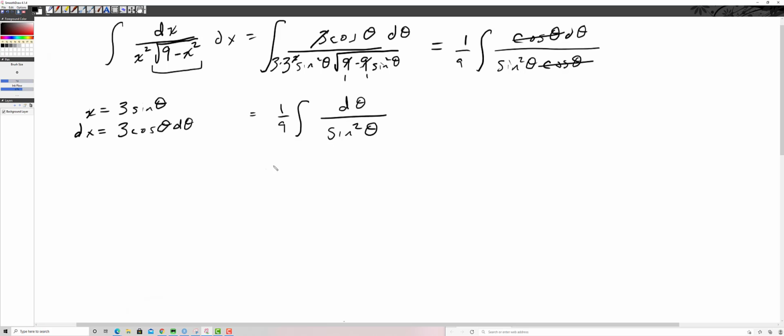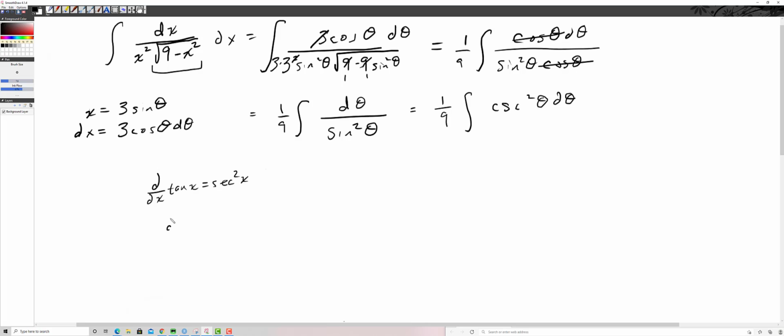This is 1/9 times the integral of cosecant squared theta. Now, suppose I don't know what this is, okay? But I do remember, because we did this the other day, that the derivative of tangent is secant squared. So I'm kind of like, well, I wonder if I do cotangent, if that gives me cosecant, you know? So let's give it a shot.